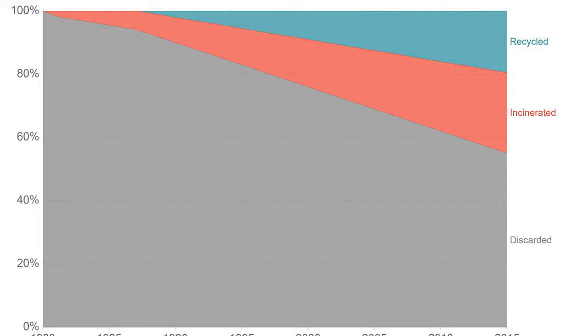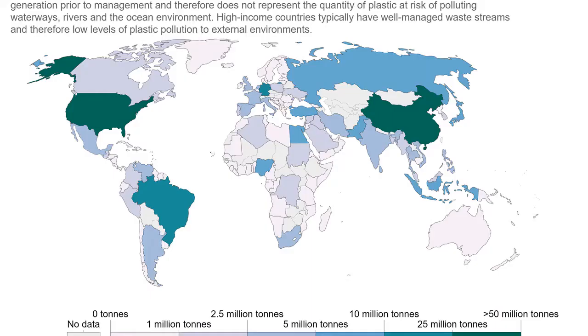In 2015, an estimated 55% of global plastic waste was discarded, only 25% was incinerated, and only 20% was recycled in the world. If we look at plastic waste production by country, China is the dominant one with plastic waste production of 60 million tons per year, followed by the US with 32 million tons per year, then Germany, and then Brazil.